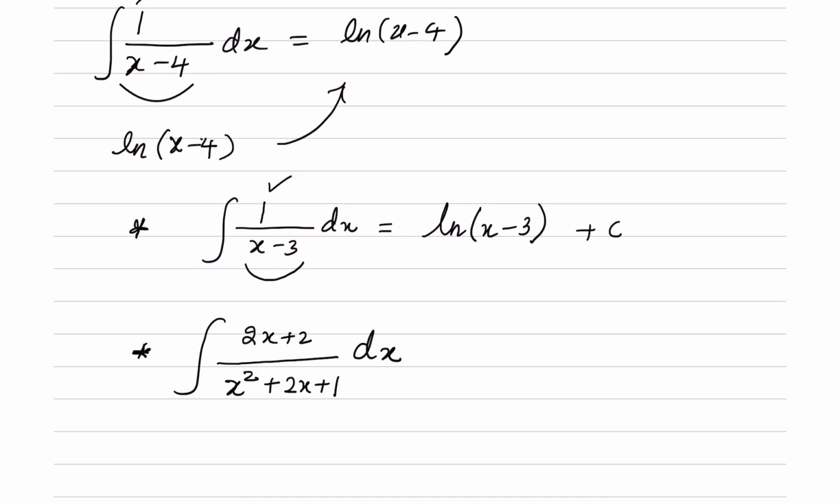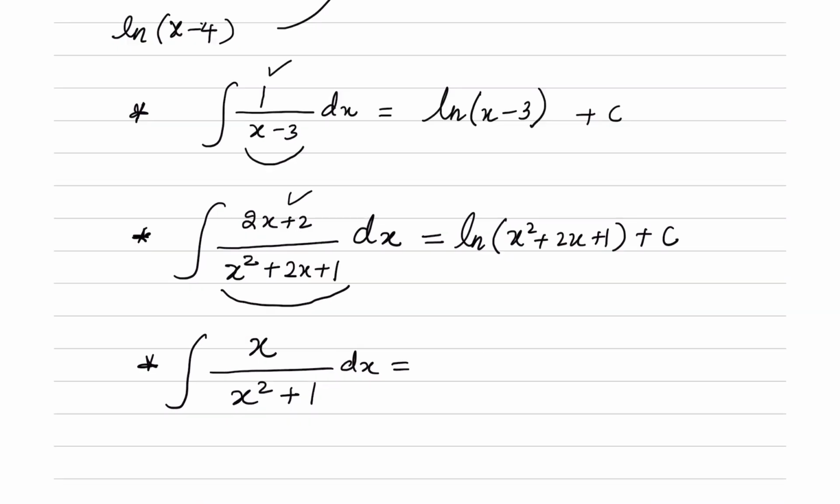Let's say you have to solve this integral. So you can quickly check that if something is written in the denominator, x square plus 2x plus 1, and its derivative is in the numerator, what is the derivative of x square plus 2x plus 1? It is 2x plus 2. It is written in the numerator, so you can directly write the answer of this integral as ln of x square plus 2x plus 1 plus some constant.